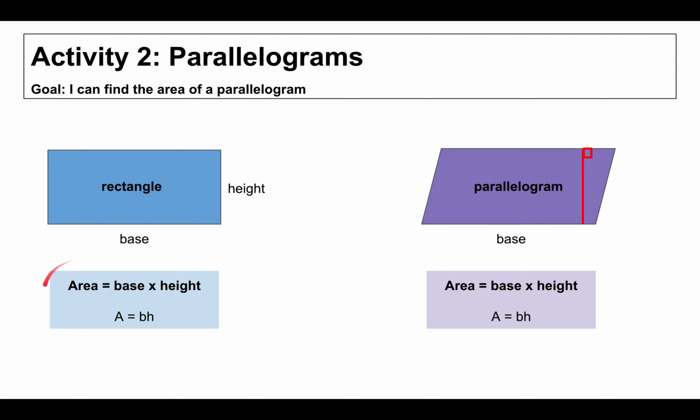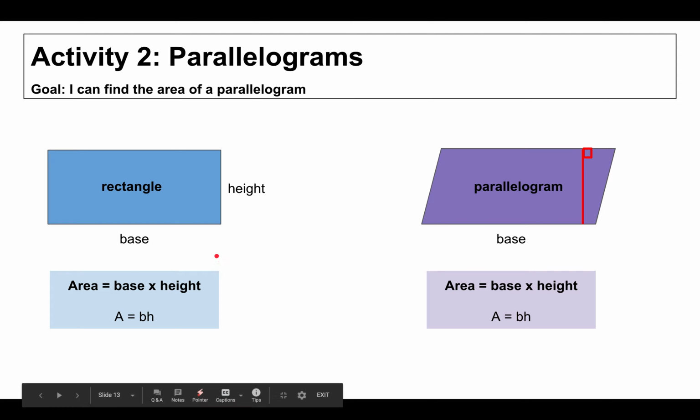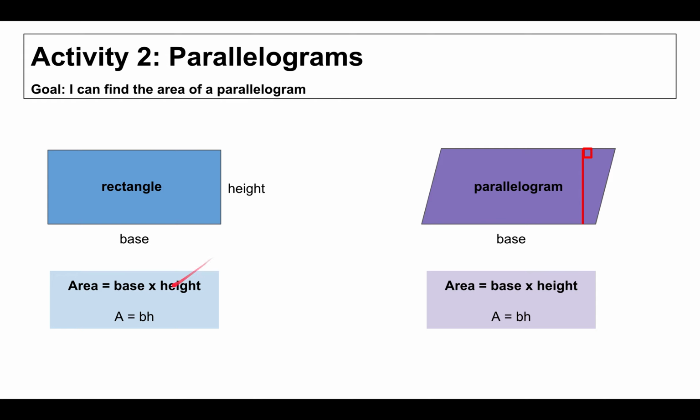Now, you learned in Activity 1 that you find the area of a rectangle by doing base times height, and you can shorten that up by writing it like this if you wanted to. So how do you find the area of a parallelogram? Well, the nice thing is it's the exact same formula. It's still just base times height.